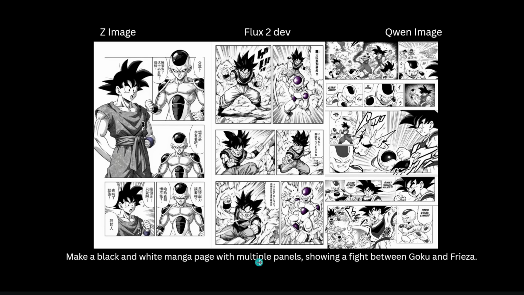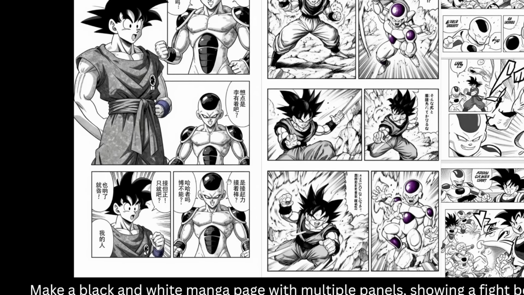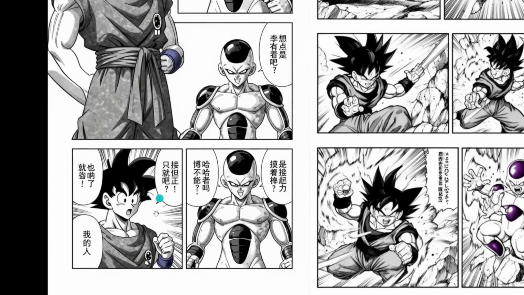Next, I also wanted to see if it can generate some manga. So here's a manga page with multiple panels showing a fight between Goku and Frieza. I didn't explicitly tell it what to generate for each panel. The creativity is up to it. So here's what I got from Z Image. Most of this text is just gibberish. This does look like Goku and Frieza, but they're not really fighting. And then for some reason, his wristband here is colored, which is not good.